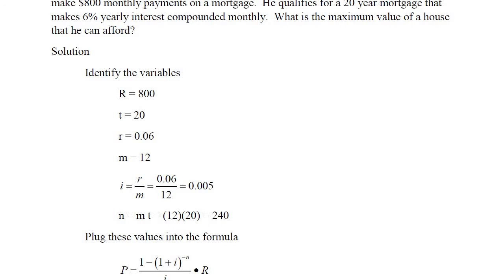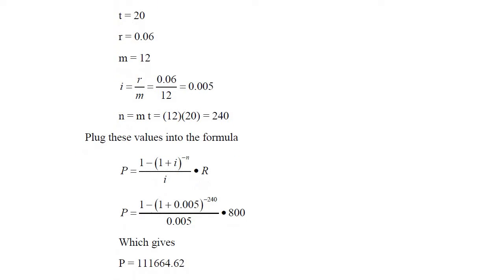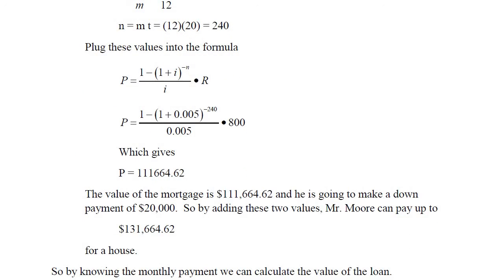If we plug these values into our formula, that gives us P is equal to 1 minus (1 + 0.005) raised to an exponent of negative 240, and that is over 0.005. And then that's times 800. And then when we calculate that, that gives us $111,664.62. So that's the amount that we're going to borrow.